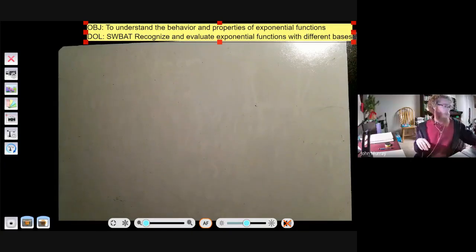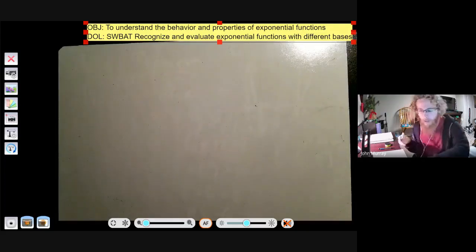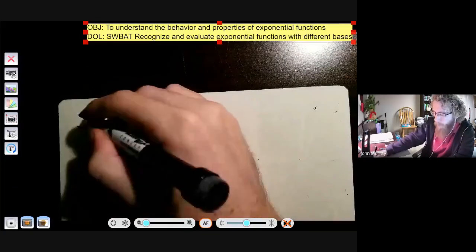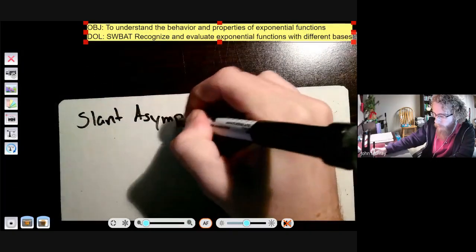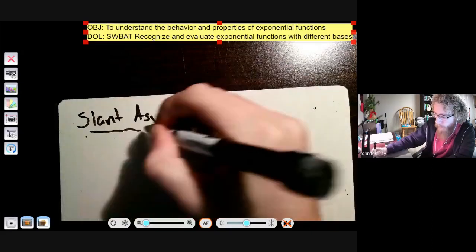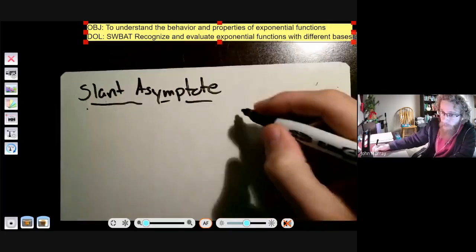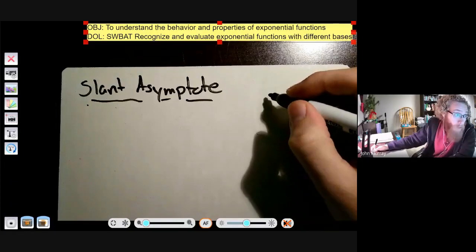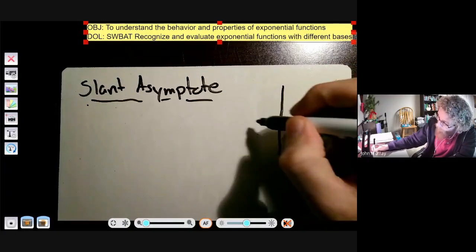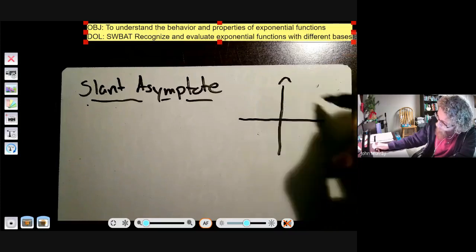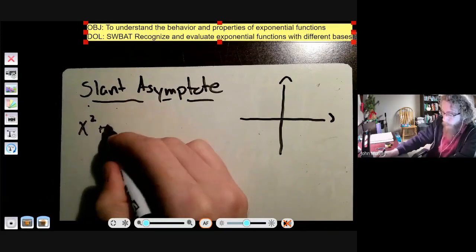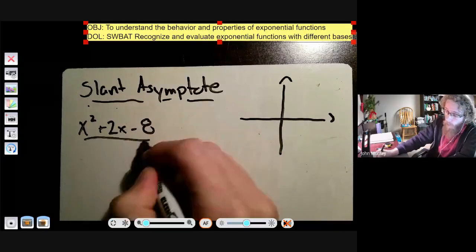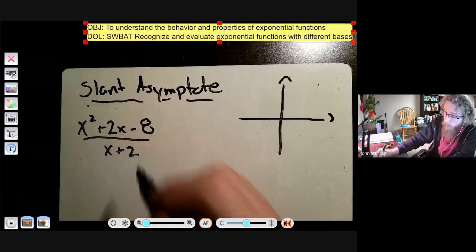All right, so last night for homework, you were asked to find the slant asymptote. Again, I didn't ask you to graph it, but I'm going to graph it as we go along, just to see what's going on. All right, so we have the function x squared plus 2x minus 8 over x plus 2.